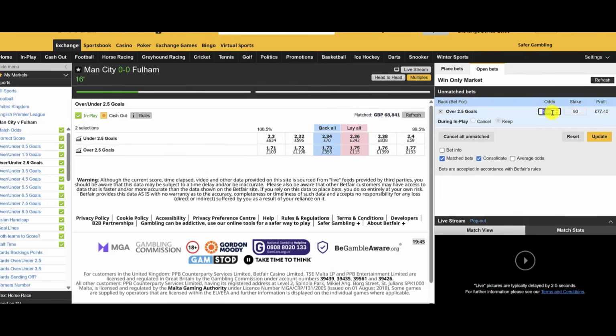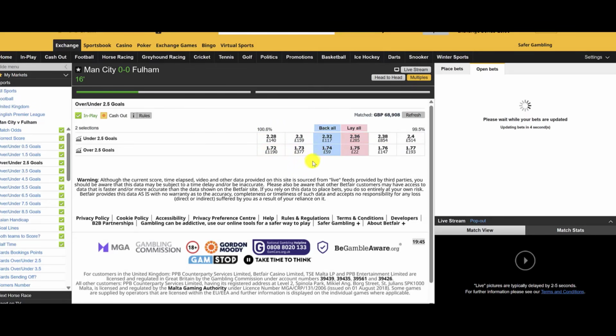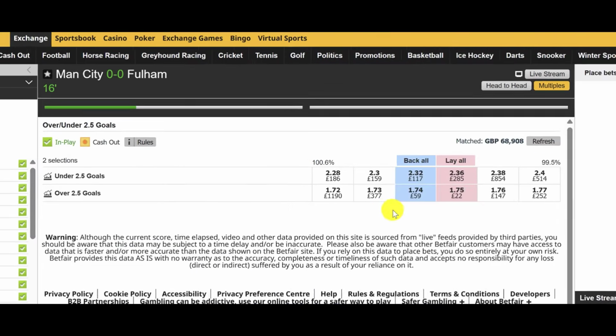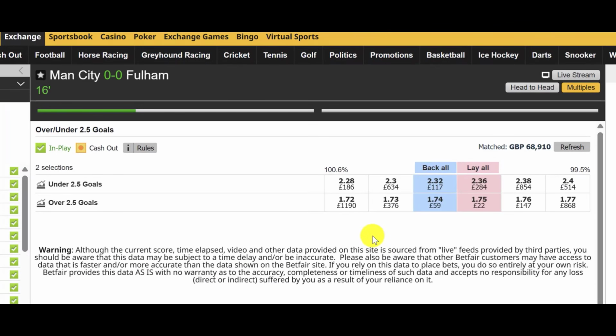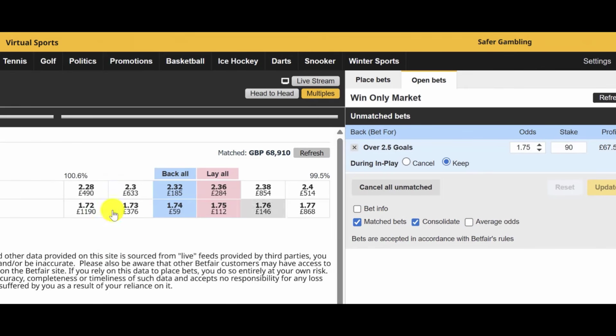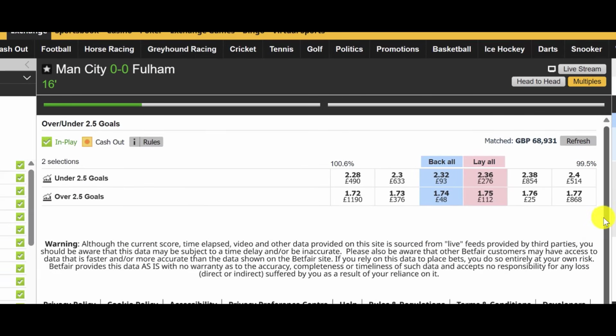So let's just, what's the price there? Let's put it in at 1.75. Trying to hang in for evens on this one, but the way Man City have started is absolutely dominant. 5 big chances already in the first 16 minutes. So we're going to move this down and try and get in at 1.75. Or even, just for the benefit of the clip, let's just move it and just get it in, just so everyone knows where we stand.